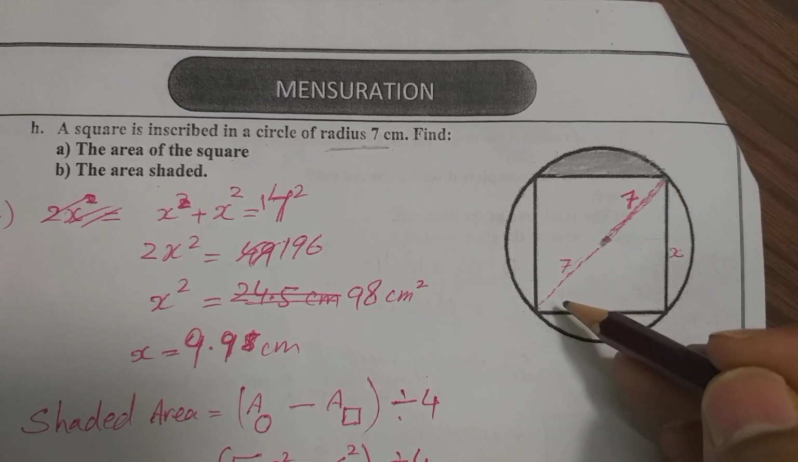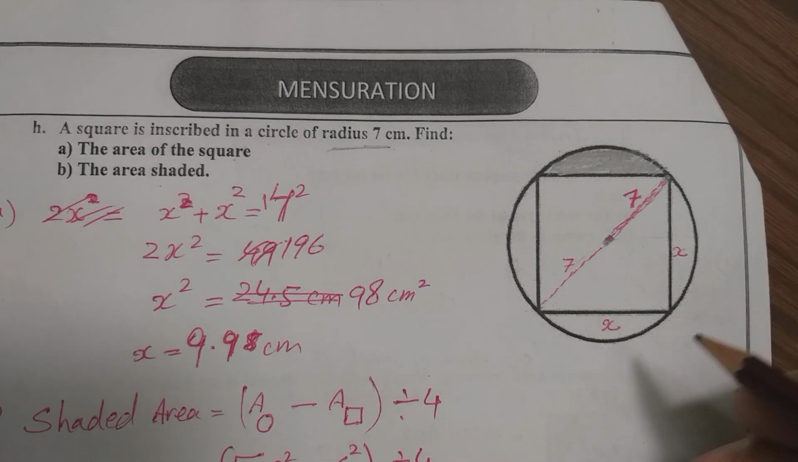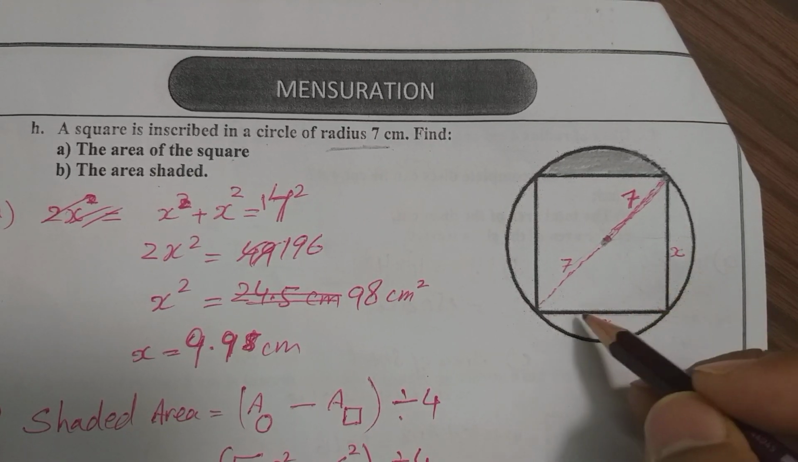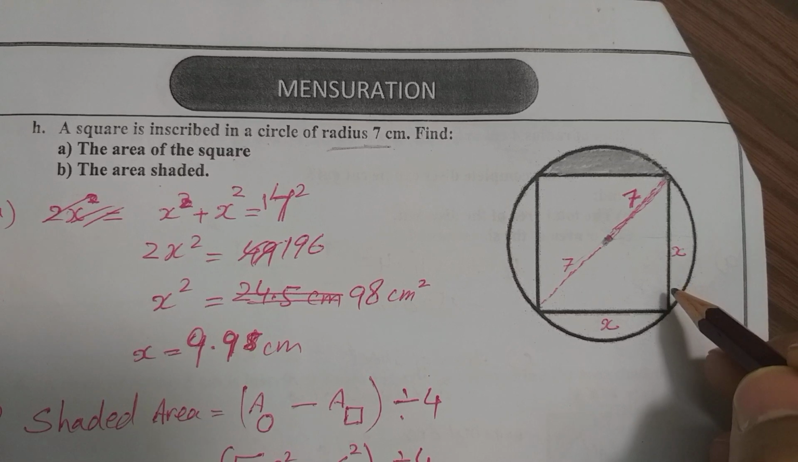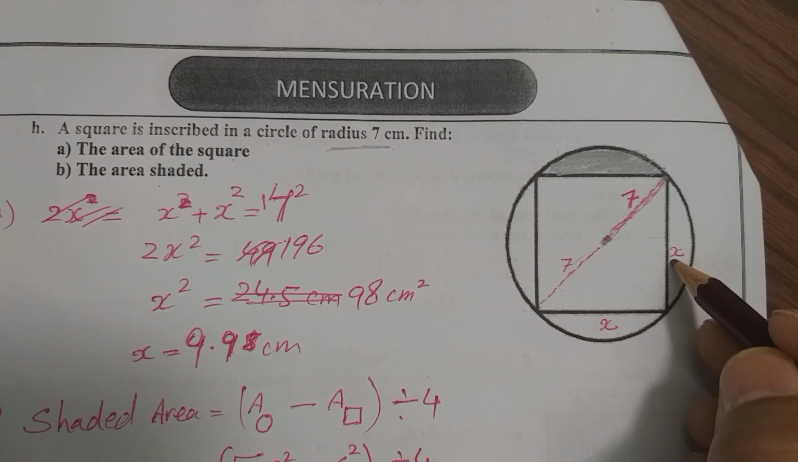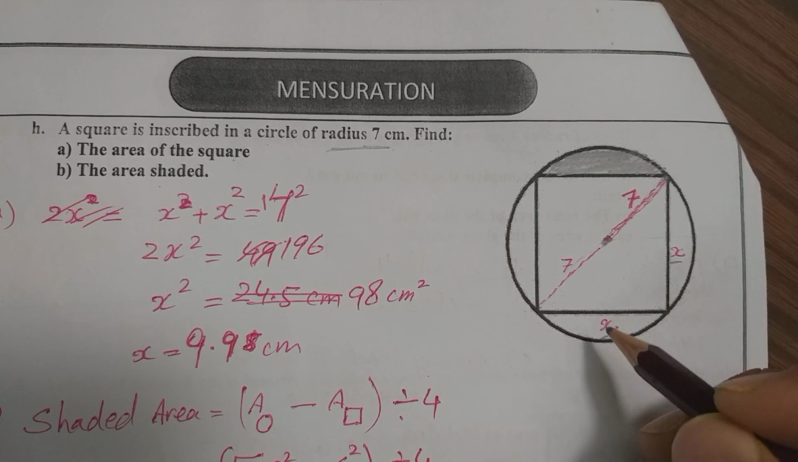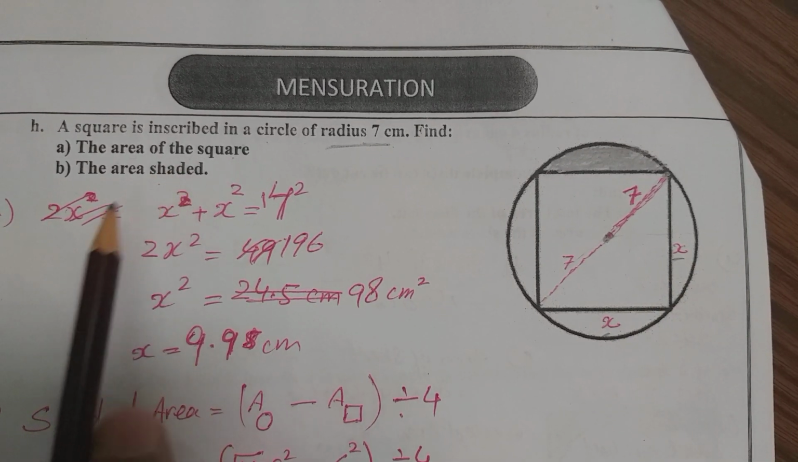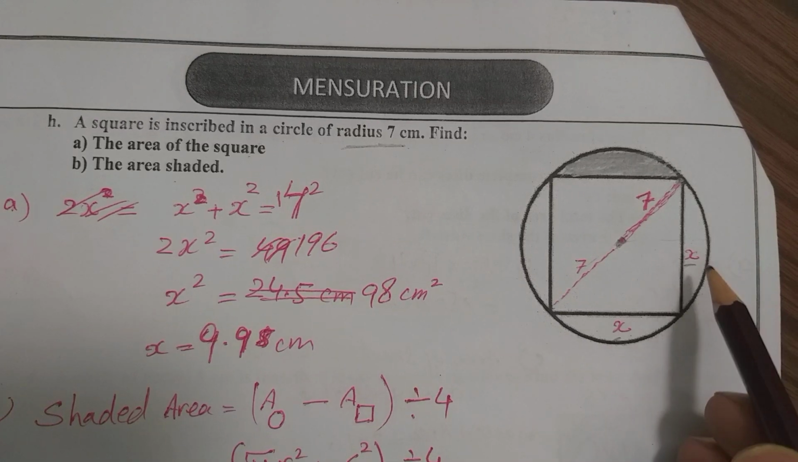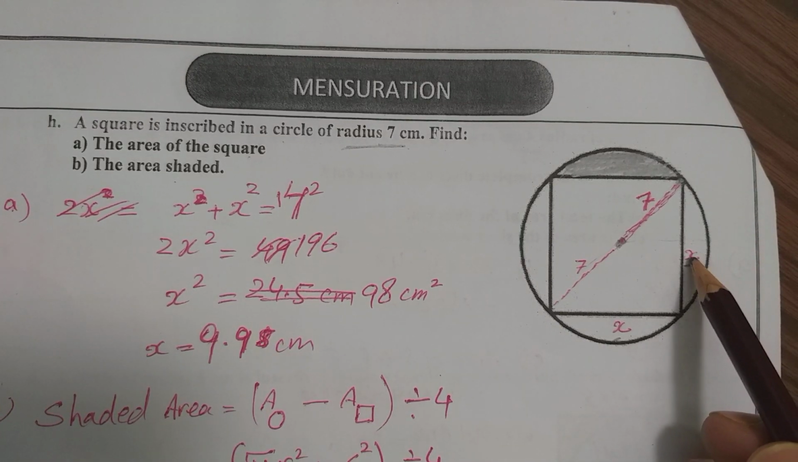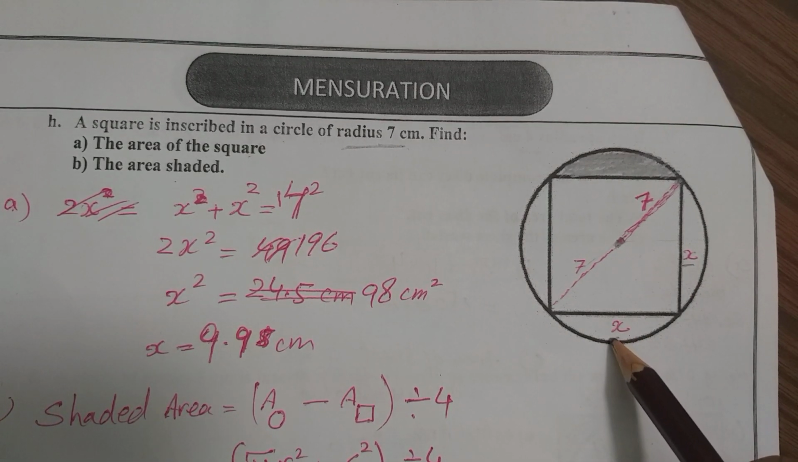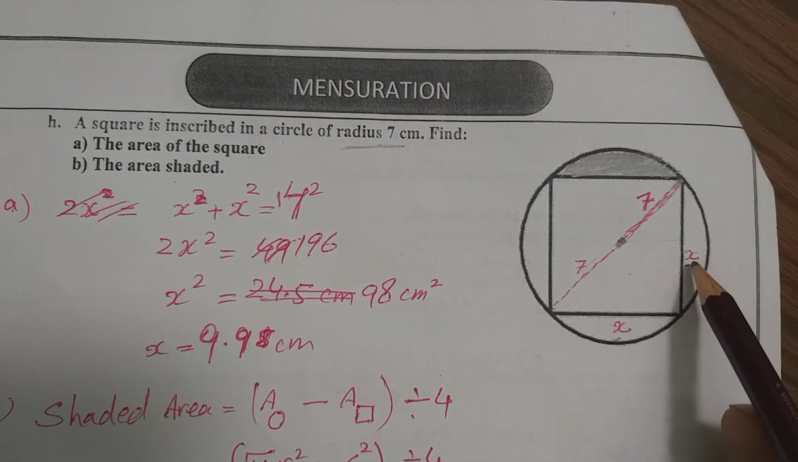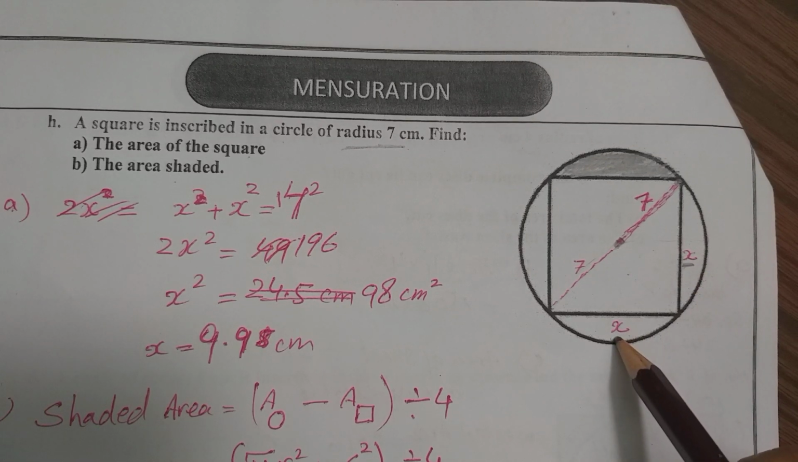Now this is the square, this is x and this is x, because we don't know the value of the side of the square, so that's why we use x and x here. Now the area of the square, we know that the area of the square means side times side, but first we need to find the x value.